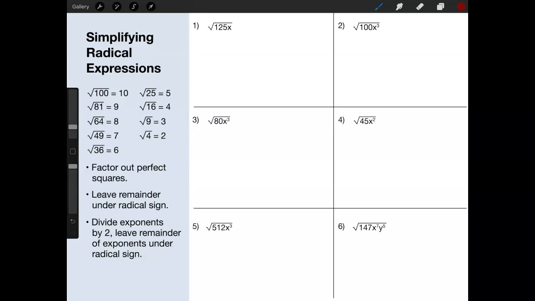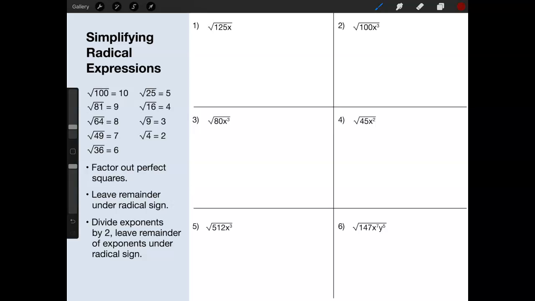When simplifying radical expressions, you first need to factor out the perfect squares, leaving the remainder under the radical sign. When dealing with variables, you divide the exponents by 2 and leave the remainder of exponents under the radical sign. It is also very helpful to know the perfect squares from at least 1 through 10. You can use these numbers to check the divisibility of the numbers you're trying to simplify. I have 6 examples here to help illustrate.